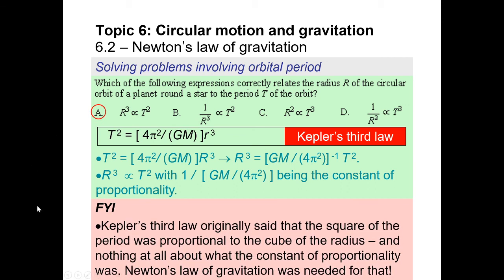This little piece at the bottom of the slide is just going back to the idea that I explained, that Kepler didn't actually know what that constant of proportionality was. He knew that they were proportional, which was a big enough discovery on its own. But it wasn't until Newton and his universal law of gravitation that it was finally determined what that exact constant of proportionality was.